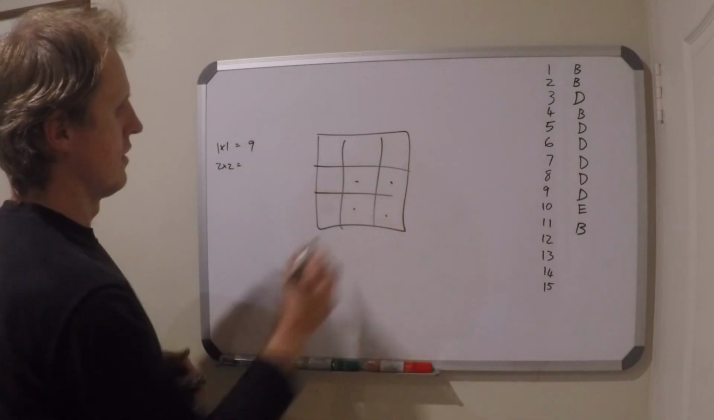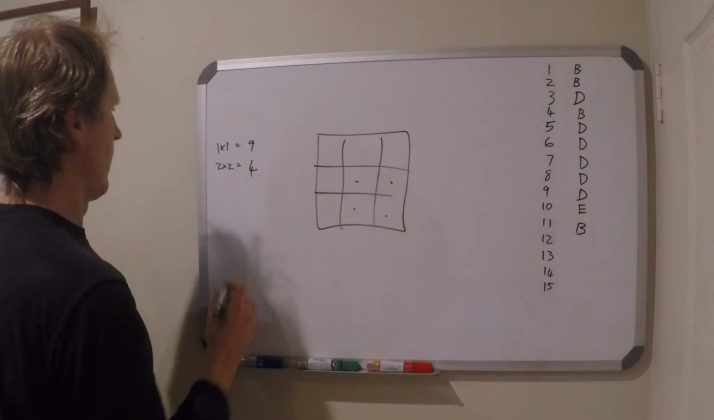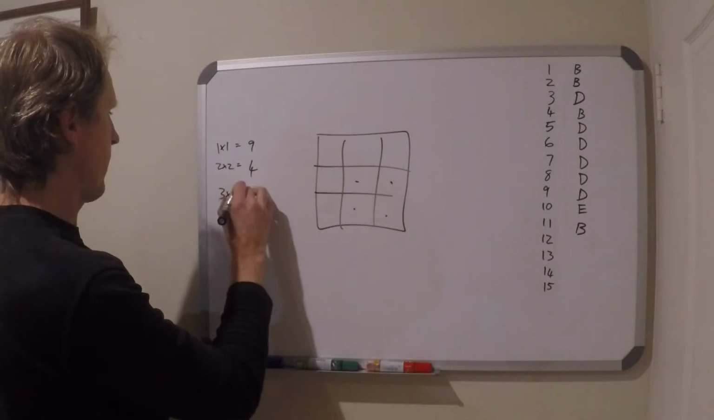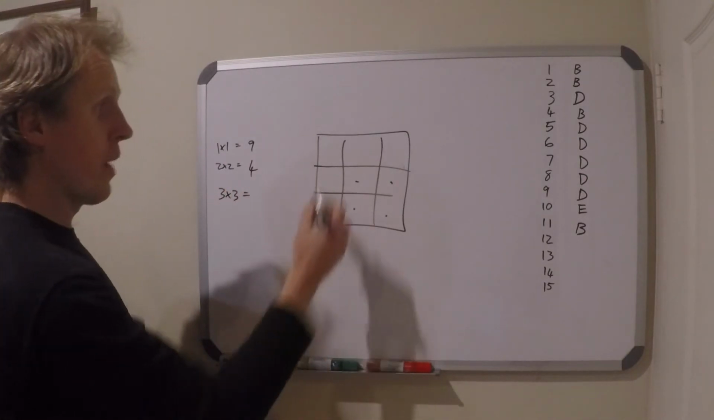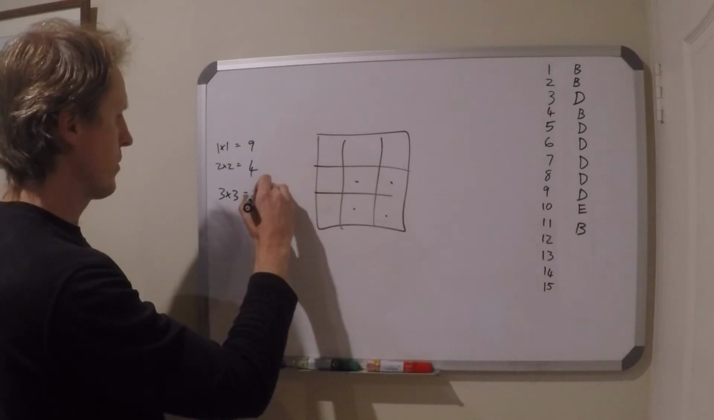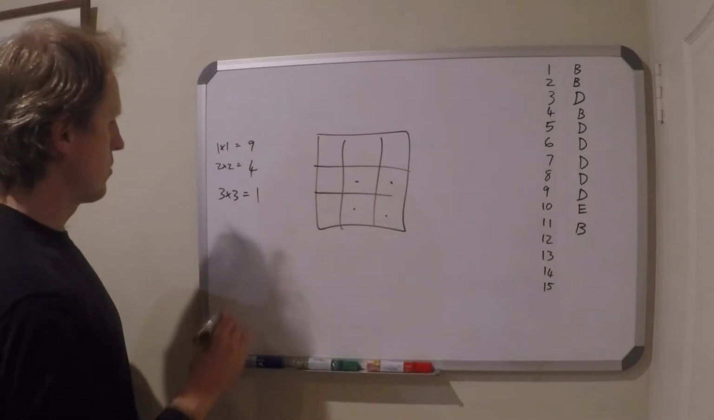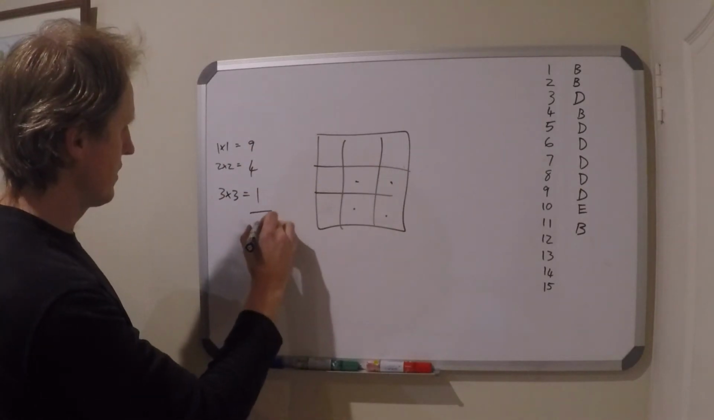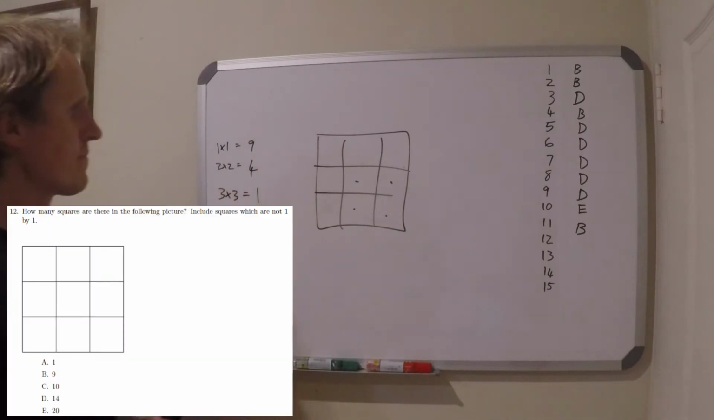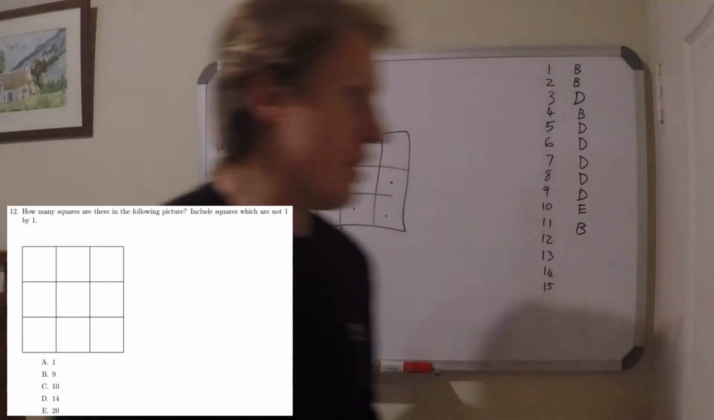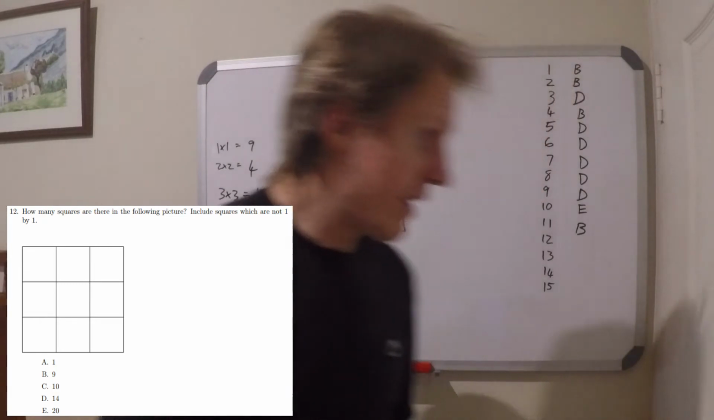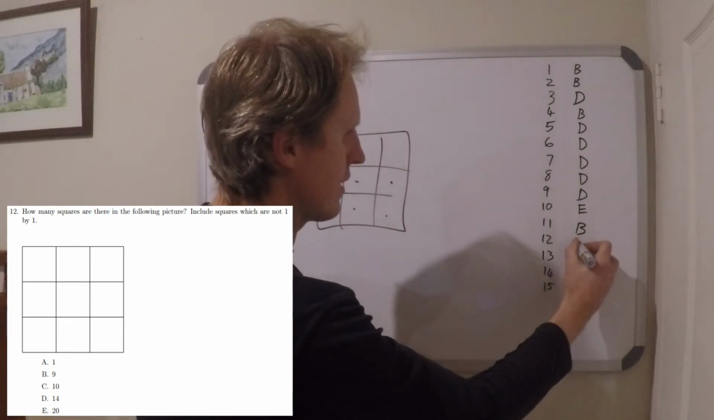we've got 4. And then the 3 by 3, there's only one option to do a 3 by 3 square. So 9 plus 4 plus 1 is 14. Let's see, okay, so option D is 14.